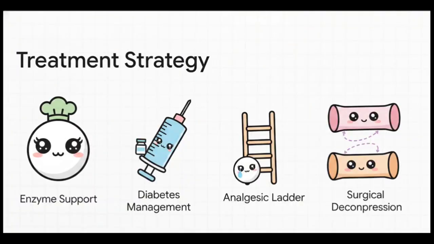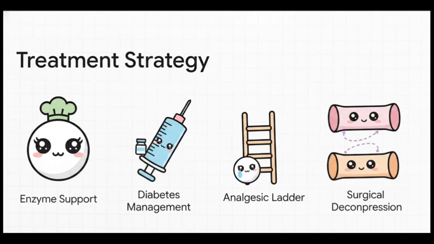So how do we treat it? First-line management is always aggressive medical and nutritional support. The medical side focuses heavily on replacing pancreatic enzymes to stop the steatorrhea, managing that fibrocalculous pancreatic diabetes with insulin, and using a standard analgesic ladder to control the intense pain.